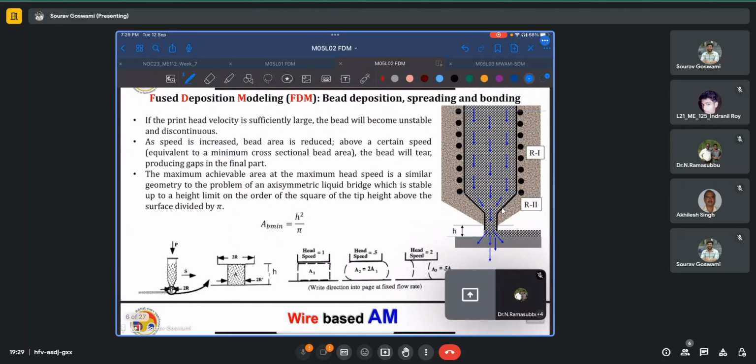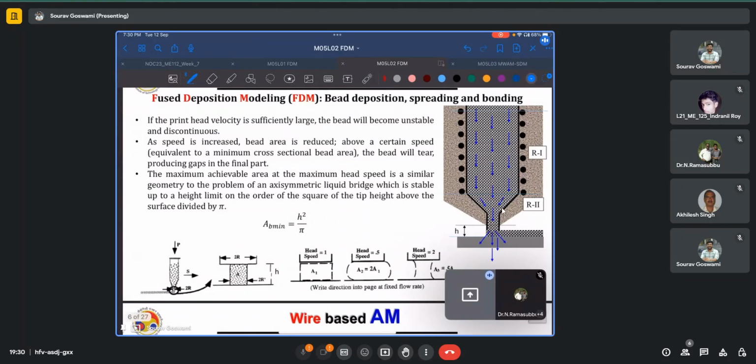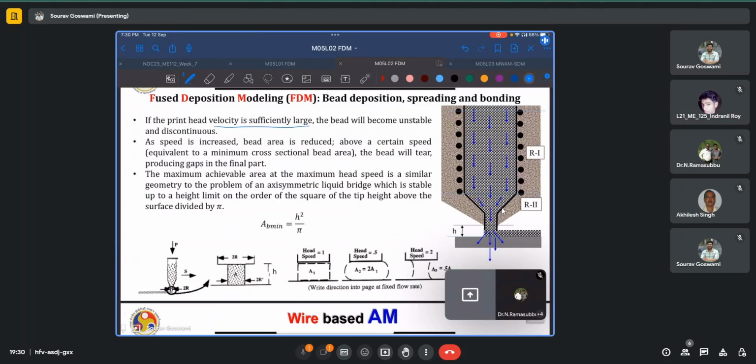Again, depending on the speed with which our deposition head is traversing, our deposition characteristics are bound to change. So one might naively assume that if I increase the deposition speed too much, without adequately also compensating the volumetric flow rate or other things, even the temperature or the heat flow into the resistance coils, my deposition rate would improve. But this is not the case because if the print head velocity is sufficiently large, the bead will inherently become unstable and discontinuous.